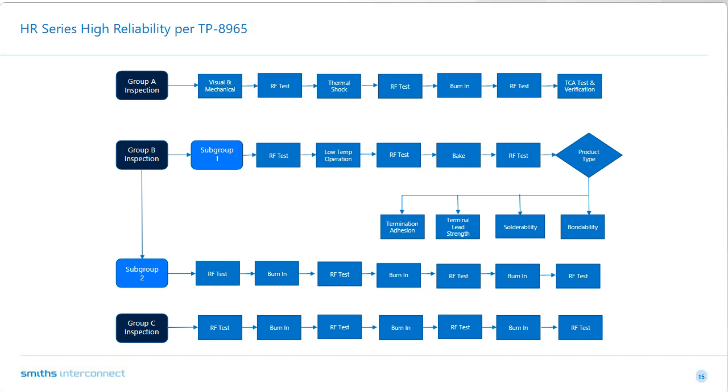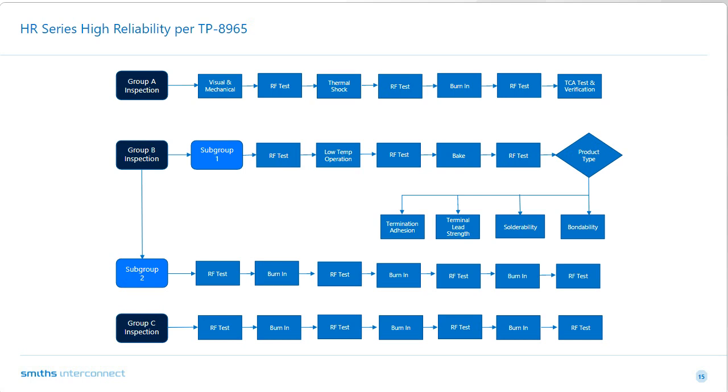Then we'll move into our Group B, which is like a lot qualification test. There's two separate subgroups. The first subgroup consists of a low temperature operation where we test the parts at negative 55 degrees C to make sure they're stable at that environment. And then we'll put them in a high temperature bake to make sure that they'll still be stable at that environment as well.